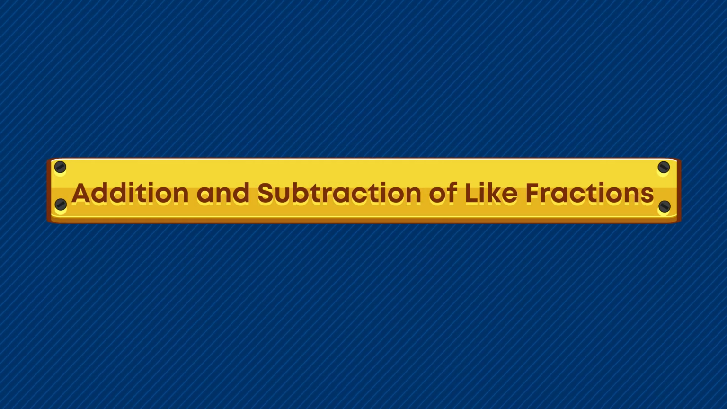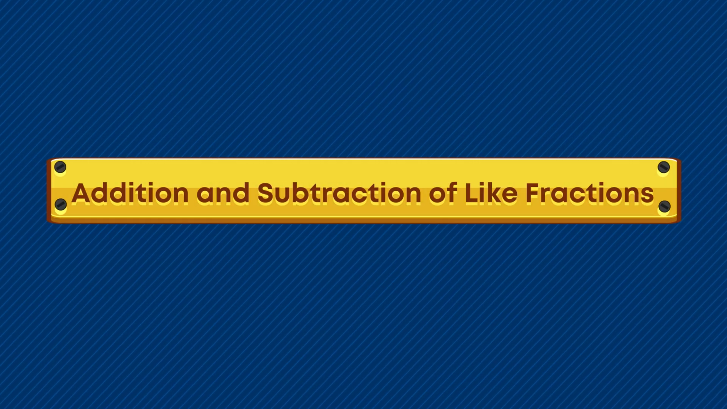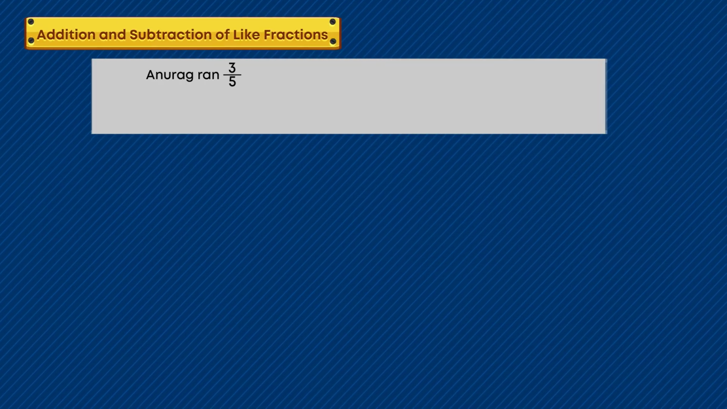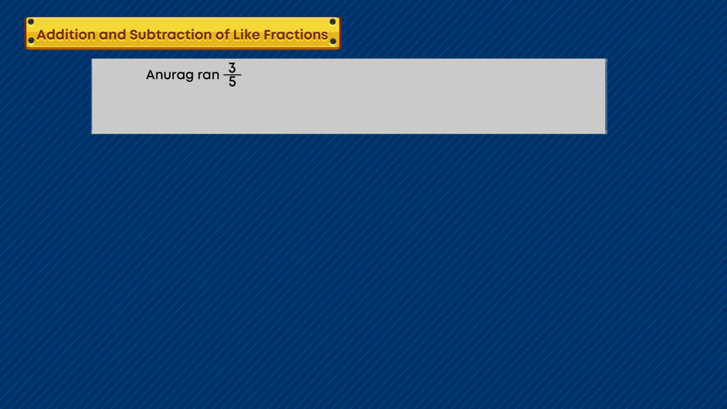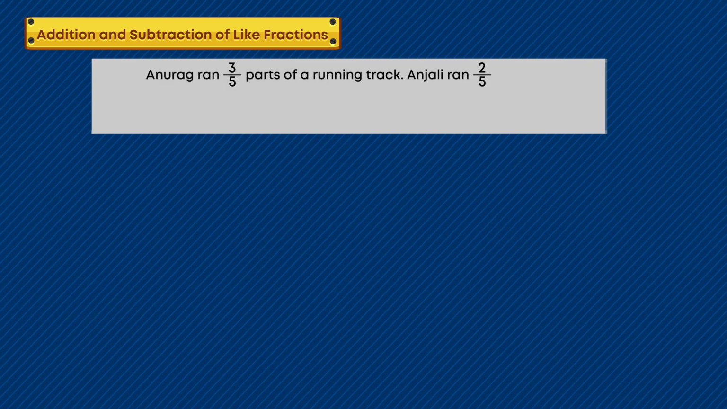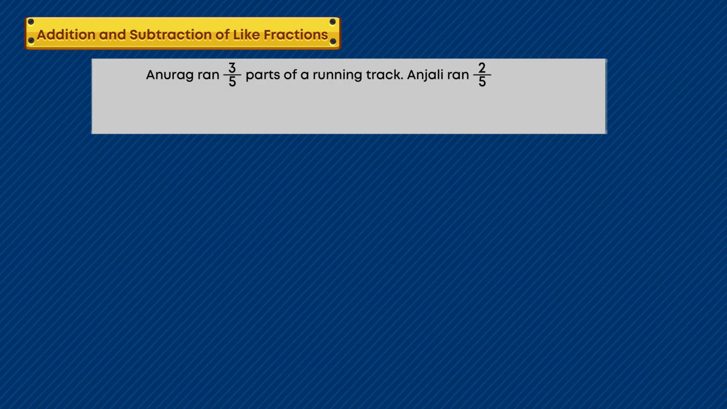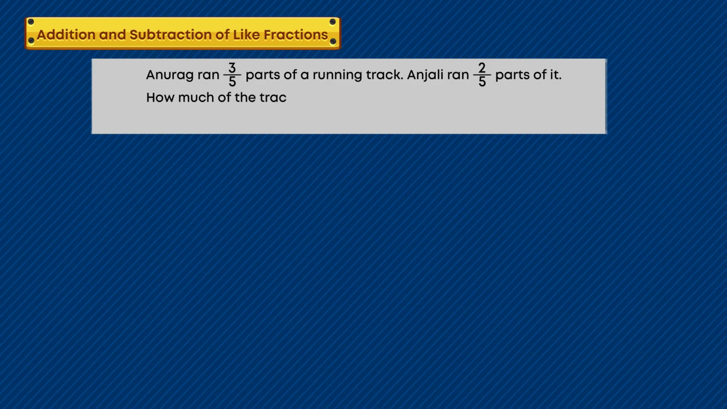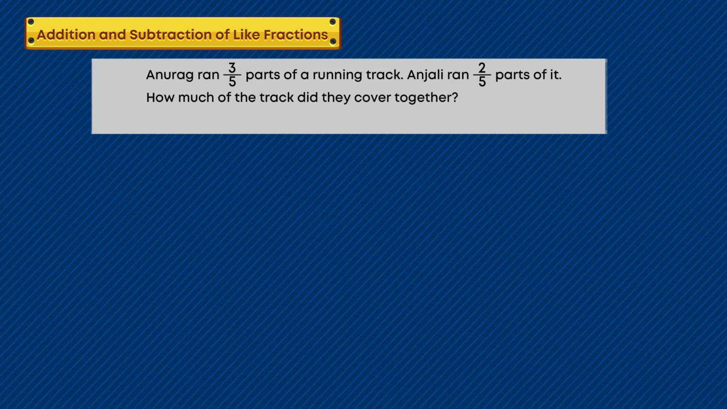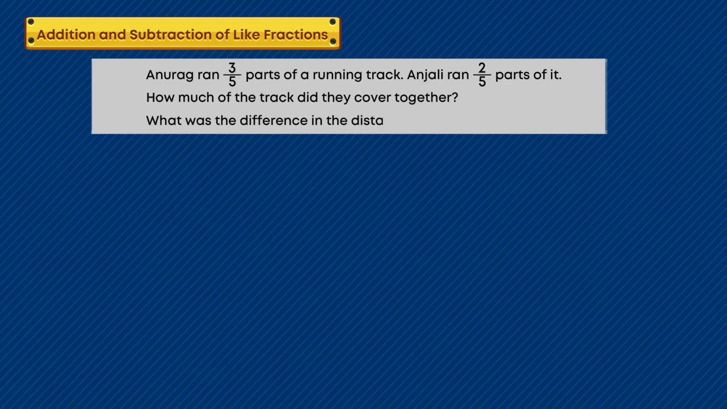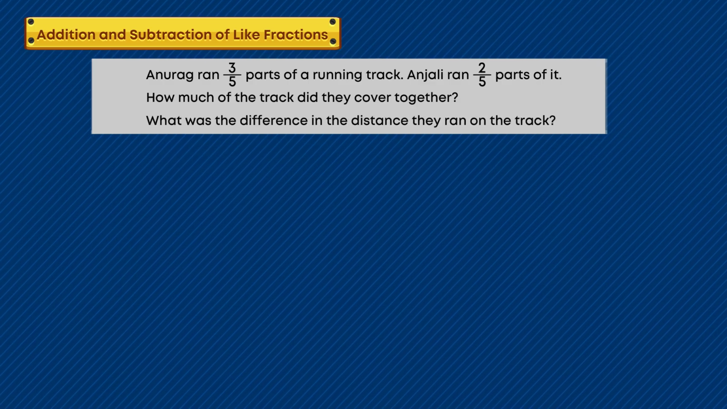Addition and subtraction of like fractions. Anurag ran 3 by 5 parts of a running track. Anjali ran 2 by 5 parts of it. How much of the track did they cover together? What was the difference in the distance they ran on the track?